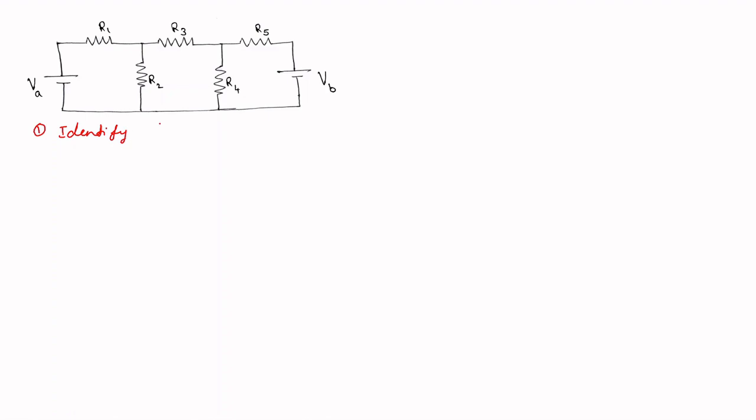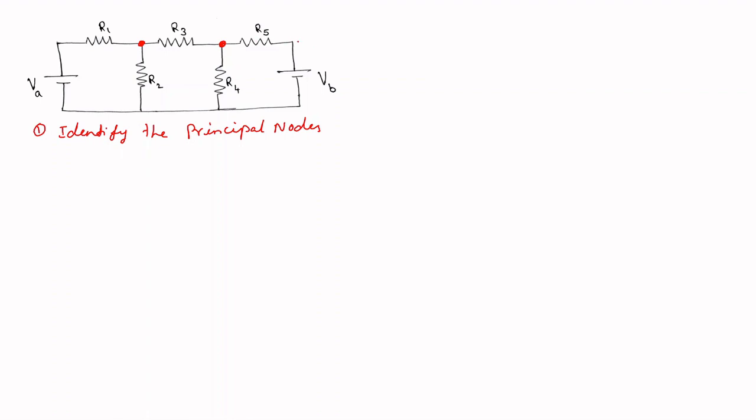the principal nodes. This particular node where VA and R1 are getting connected is a simple node, because only two elements are getting connected. If more than two elements are getting connected, then you call that a principal node. So this node is a principal node where R1, R2 and R3 are getting connected. This is also a principal node where R3, R4 and R5 are getting connected.